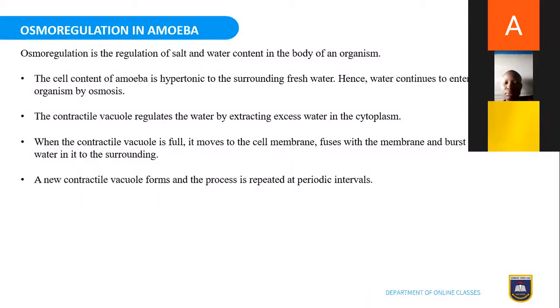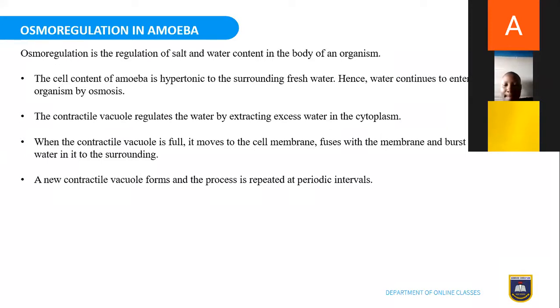Organism amoeba. Very good. That tells you you are really following. So you are saying that because the amoeba is hypertonic. Remember, when we started the course, I told you that amoeba can be found in freshwater, surfaces of stones, and so on. So we are looking at how water and salt is regulated in the system. And then it is telling us that when you take the cell content of amoeba, it is hypertonic. It means the concentration in the amoeba is higher than that of the what?